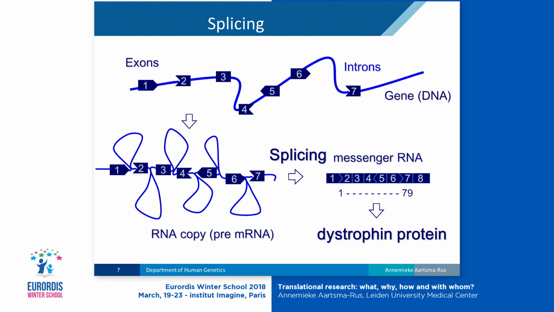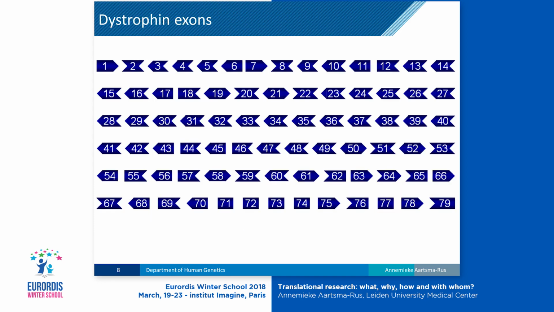In our case, dystrophin, but this happens as we speak. This happens in all the cells of our body for all the proteins that we need. I mentioned this already, the dystrophin code contains 79 exons. And you can see here, they all fit together like puzzle pieces. Why is this important? This is important because Duchenne patients usually lack one or more of these exons.